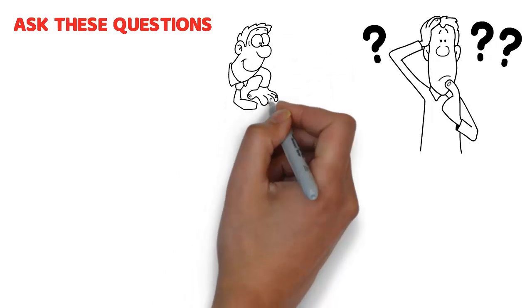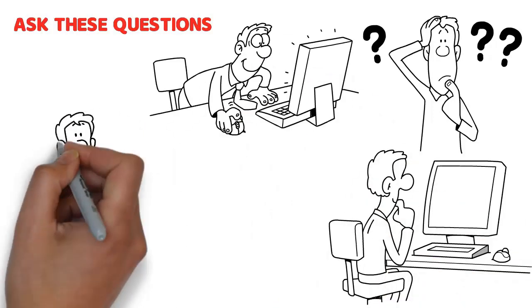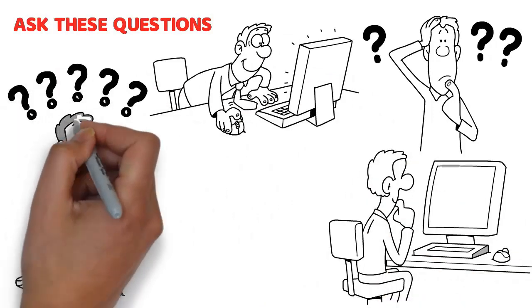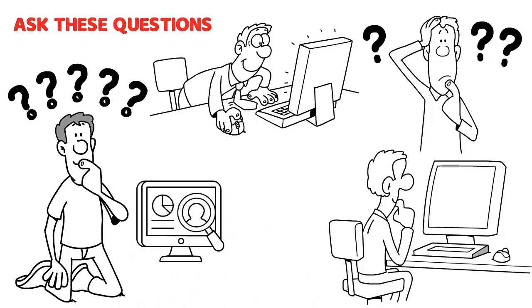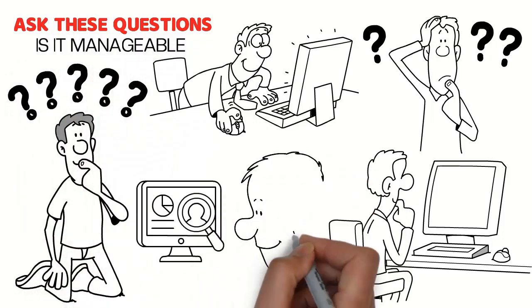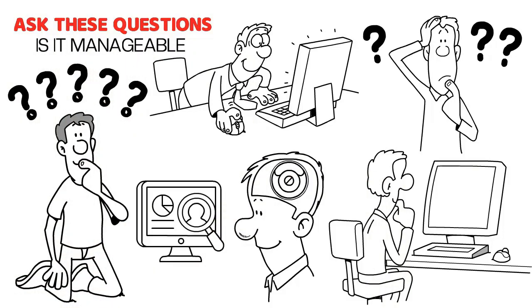Ask these questions: why did we fail? What worked? What didn't work? How can we improve to help the user next time? Is this solution feasible? Is it manageable? Are these changes designed with the user in mind?